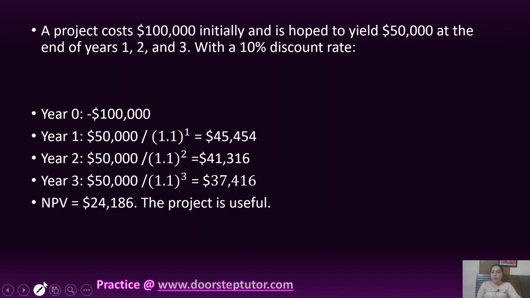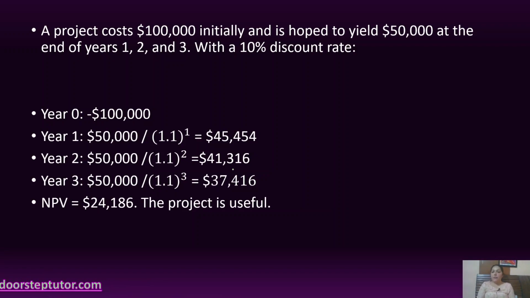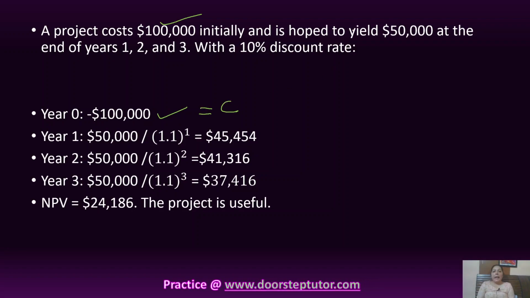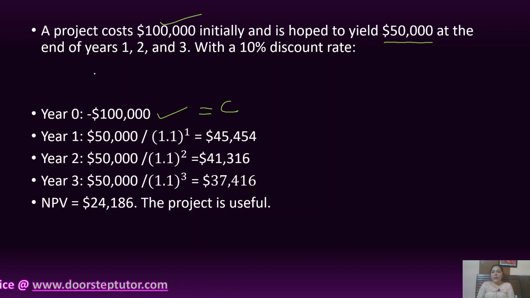And it is hoped to yield $50,000 at the end of the years 1, 2 and 3 with a 10% discount rate. So the information that we have been given is that the cost is 1 lakh, which is mentioned here. This is our cost, and the benefit is given as $50,000 at the end of the first year, second year, third year with a 10% discount rate.